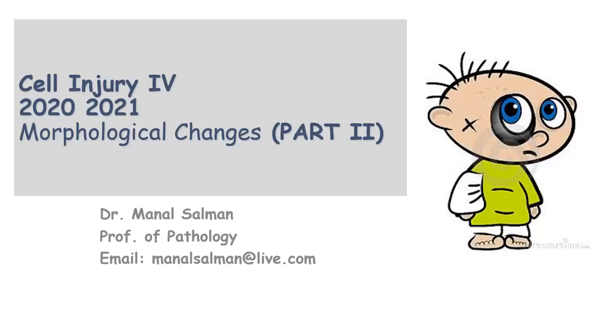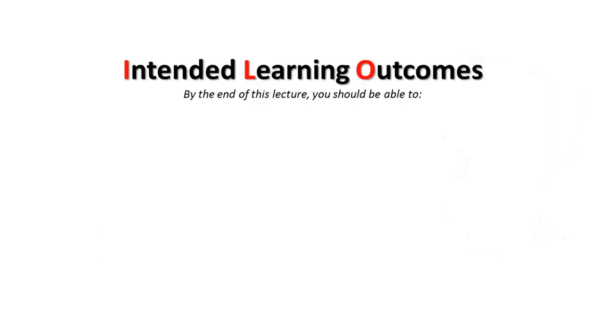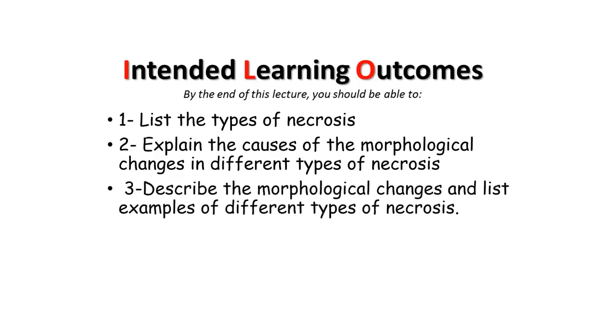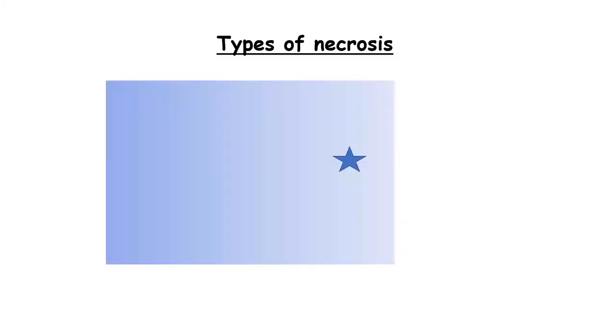Cell injury 4. Rest of morphological changes of necrosis. By the end of this lecture, you should be able to list types of necrosis, explain the causes of morphological changes in different types, and describe these morphological changes and list examples for different types of necrosis.